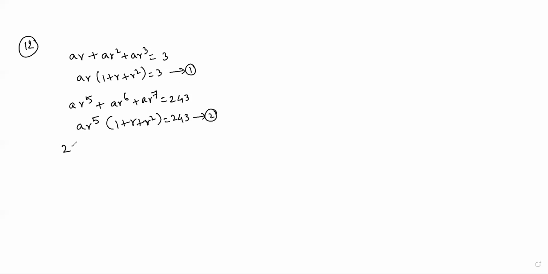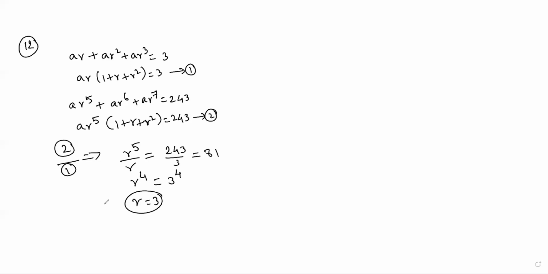Now, to find the R value first, I will divide equation 2 by equation 1. A gets cancelled and 1 plus R square also cancels. R power 5 by R remains, equal to 243 by 3. R power 5 by R is R power 4. 243 by 3 is 81, and we can write 81 as 3 power 4. From this we get the R value clearly: R is 3.